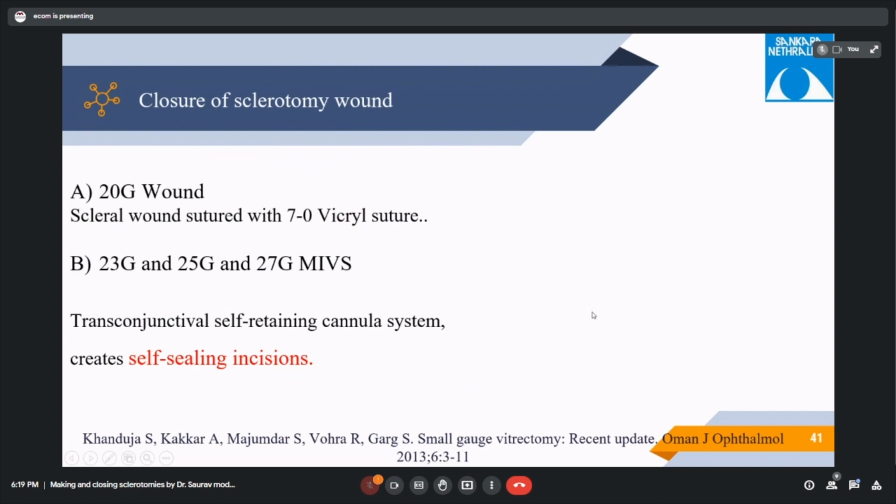The closure of the sclerotomy wound. In a 20 gauge wound, if the conjunctiva is open, the scleral wound is directly sutured with 6-0 or 7-0 Vicryl suture. If the conjunctiva is not open, a limited peritomy is done and the wound is sutured. In the MIVS era, usually if the incision is constructed well and the architecture is good, it results in a self-sealing incision.